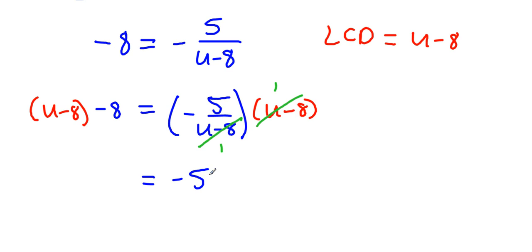On the left-hand side, you're still doing u minus 8 times the negative 8, so again, it's another distributive property. The 8 just happens to be on the back side instead of on the front. But it's still negative 8 times u for negative 8u, and then negative 8 times negative 8 for a positive 64.